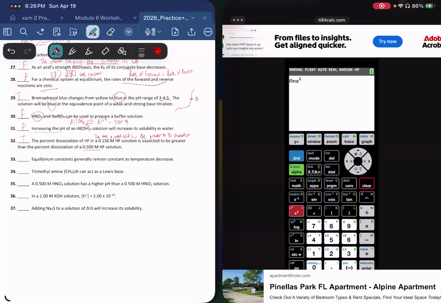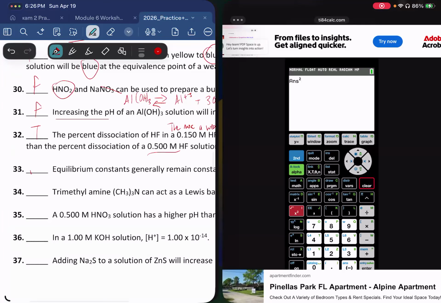33, equilibrium constants remain constant. That's false when temperature decreases. We know that is false because of Kw, right? Kw changes as temperature changes, right?